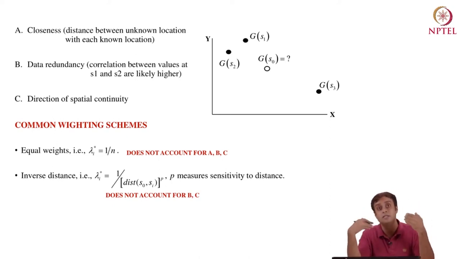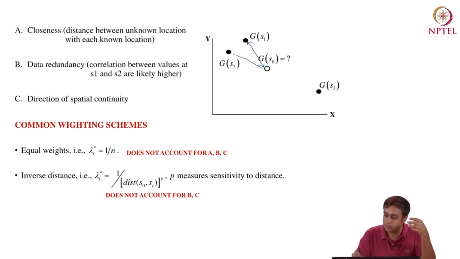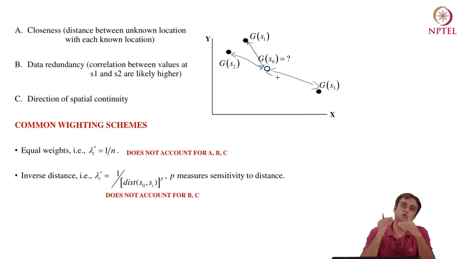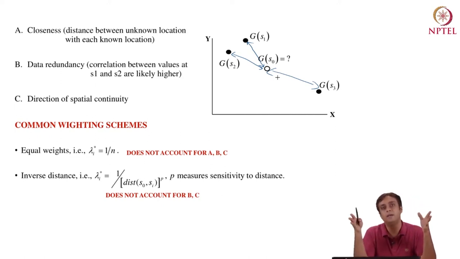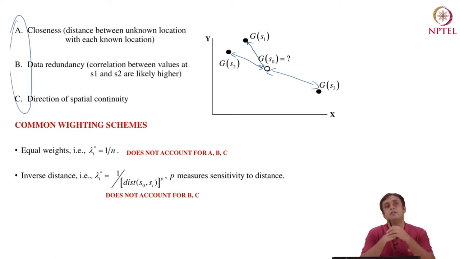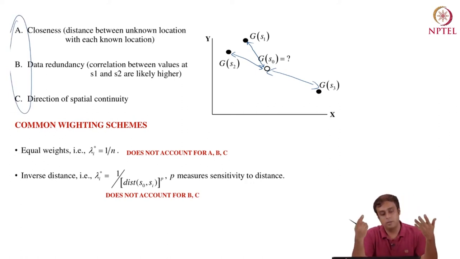The other thing is inverse distance squared. So here you are controlling for distance in a deterministic sense, right? You're taking the distance, squaring it, providing an index of dependence between these variables that is solely dependent on the distance. The first commonly used weighting scheme, which is just the global mean in the domain of observed values, does not account for any of the spatial factors, which are the closeness, the data redundancy, or the direction of spatial contiguity.